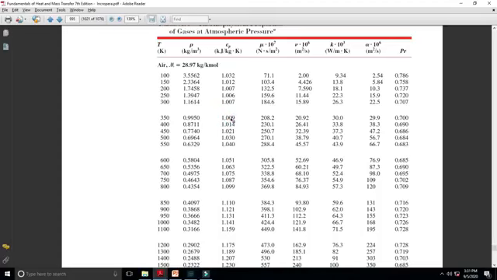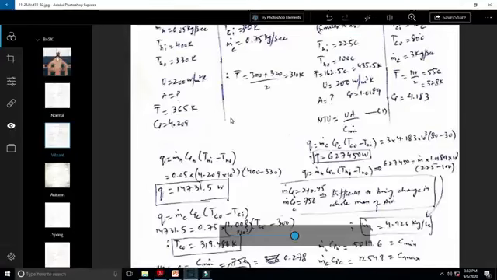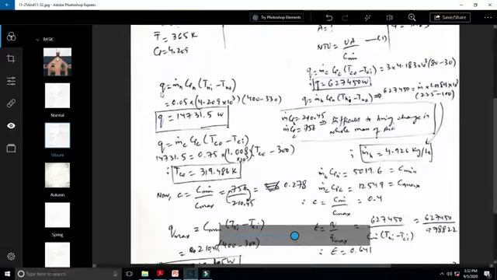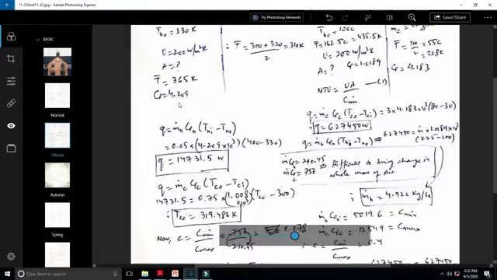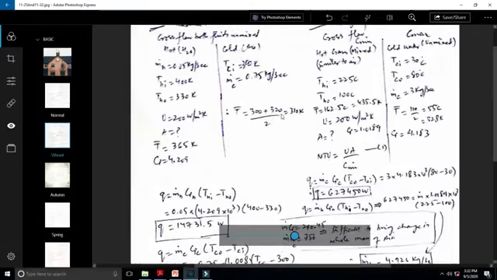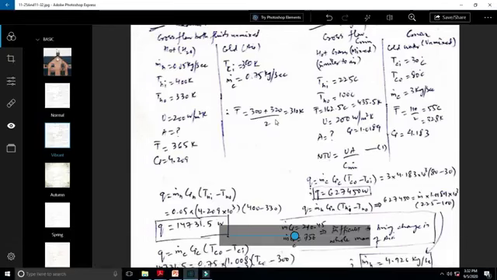So if we assume it for the time being as 1.009 and use the same expression of Q, 14731.5, and write its Cp as 1.009, we will get the outlet temperature as 320. This is for the sake of finding a good guess of Tc naught, and this guess is only being made to find the average temperature so that we can look for the value of Cp from the table. That is the only reason.